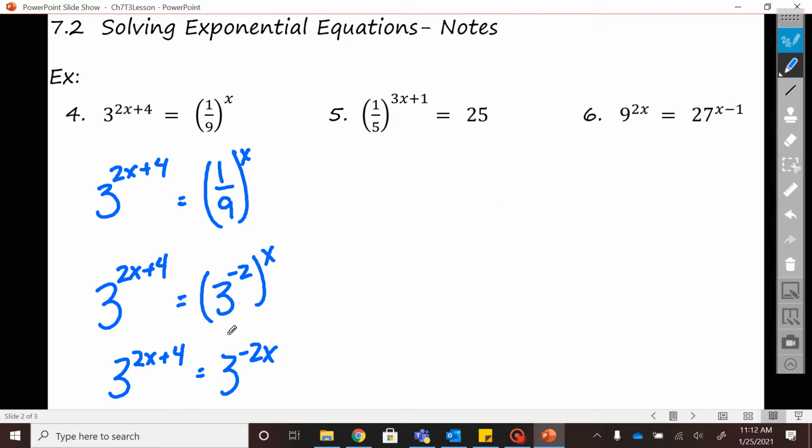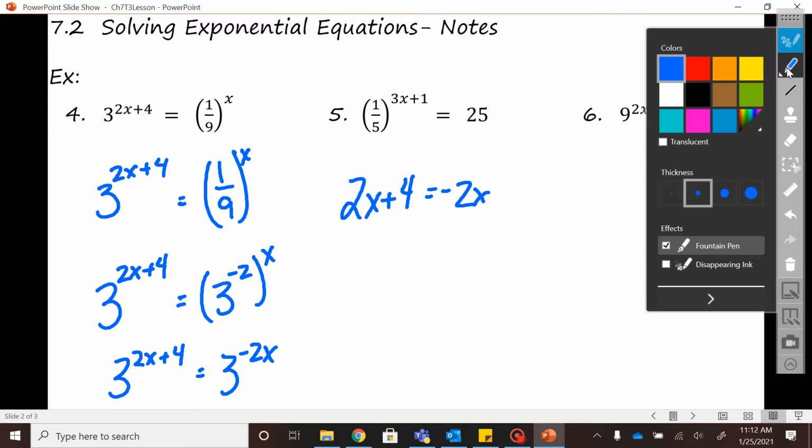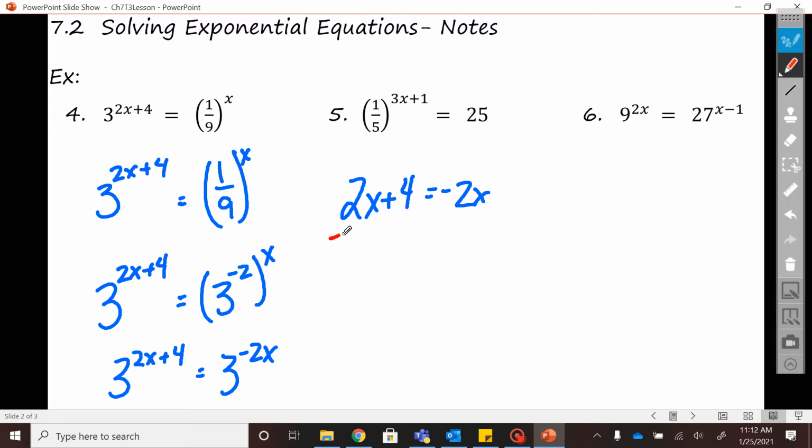All right, so now we see the bases are the same, so in order for these two to be equal, the exponents must also be the same. So they have to be equal to each other. 2x plus 4 has to be equal to negative 2x. I'm going to move this 2x to the other side. We get 4 is equal to negative 4x.